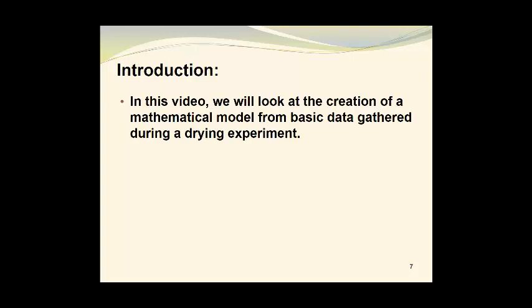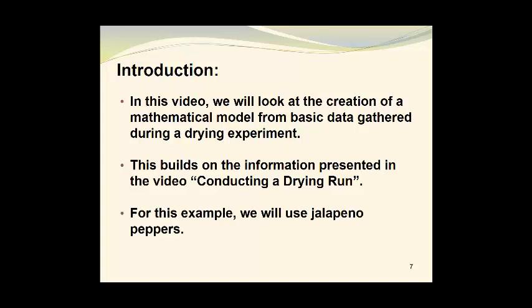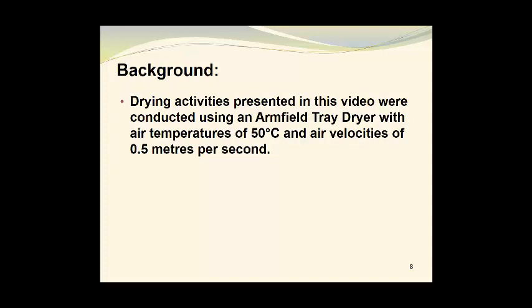In this video, we will look at the creation of a mathematical model from basic data gathered during a drying experiment. This builds on the information presented in the video conducting a drying run. For this example, we will use jalapeno peppers. Drying activities presented in this video were conducted using an Armfield tray dryer with air temperatures of 50 degrees Celsius and air velocities of 0.5 meters per second.